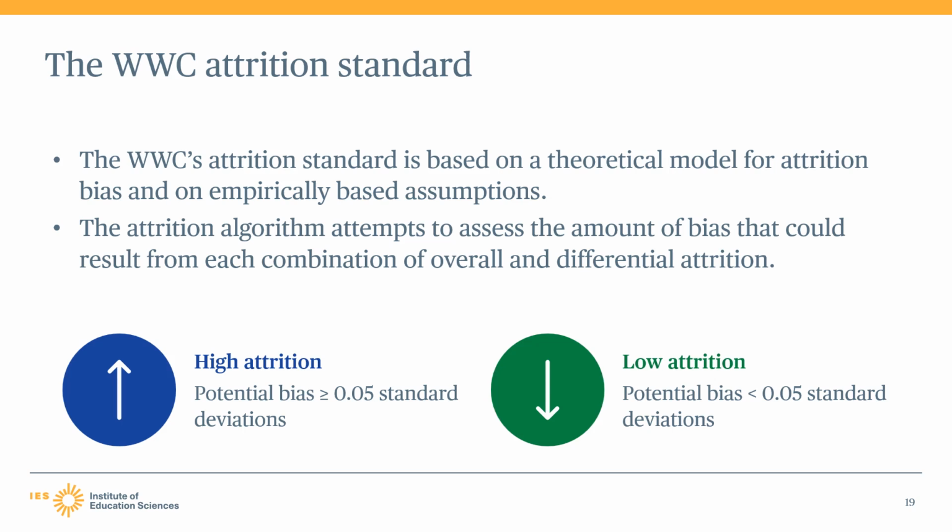If the WWC attrition model indicates expected bias of less than 0.05 standard deviations in absolute value, the WWC defines that as low attrition. That is, the study has a tolerable amount of bias. We can be reasonably confident that the impact estimate reflects the true impact of the intervention. This is why findings from individual level RCTs with low sample attrition can receive the highest possible WWC research rating of meets WWC standards without reservations.